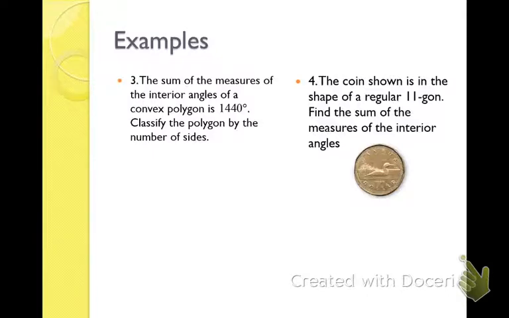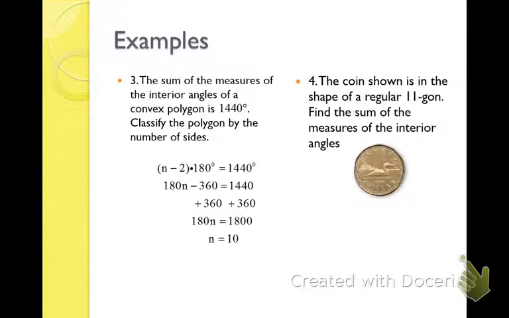Okay, so let's look at these. Number 3 should look like that. N minus 2 times 180 equals 1400. You solve for n, you get 10. Should have gotten 10 sides.